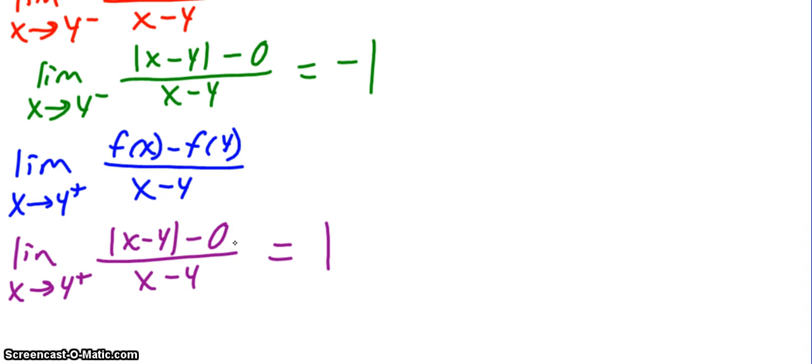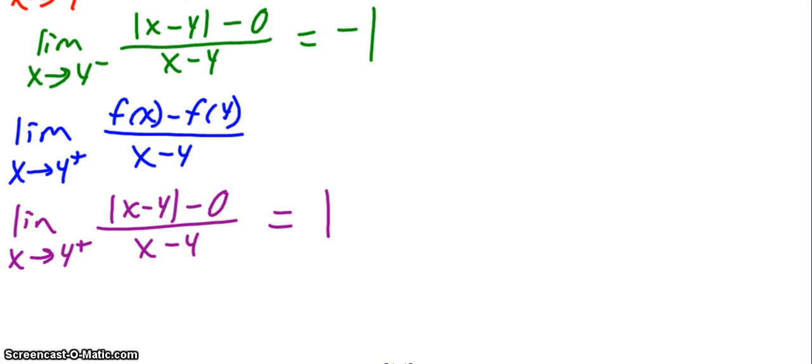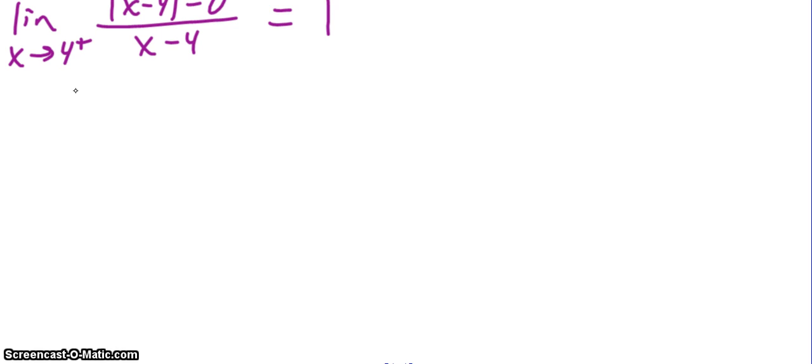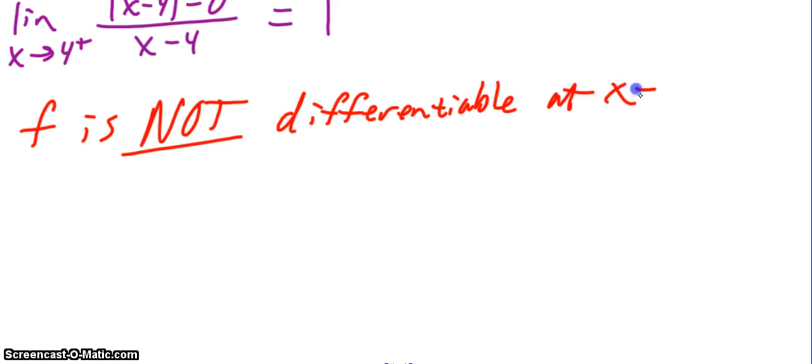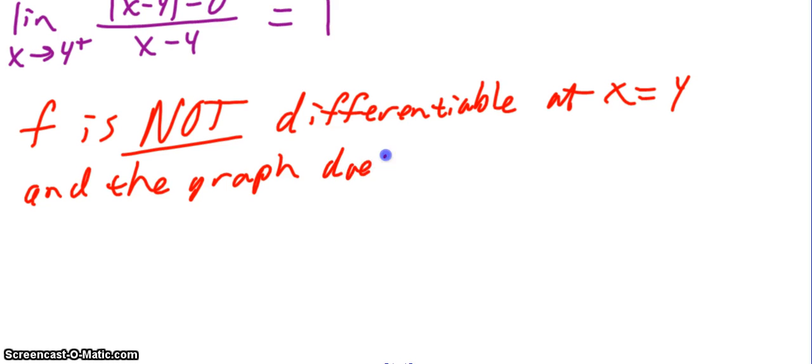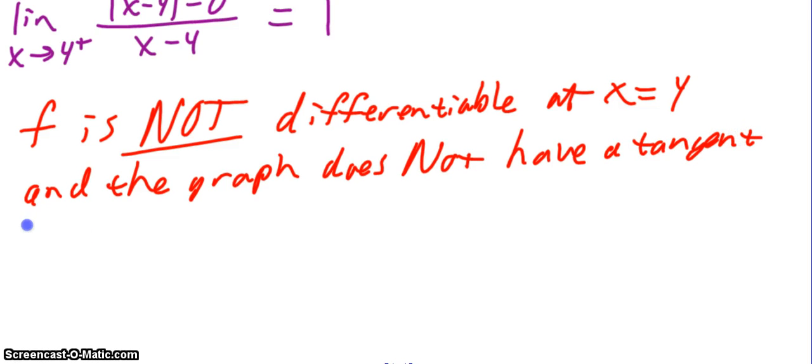Okay, so what did I show? Well, I showed that since this has a slope of negative 1 and this has a slope of 1, just to the left and to the right of 4, I know f is not differentiable at x equals 4, which means that the graph doesn't have a tangent line at that point.